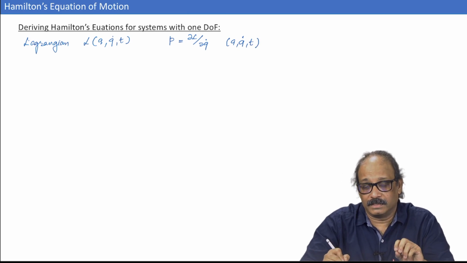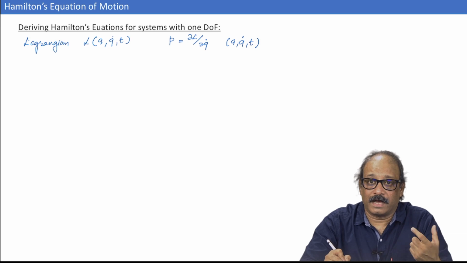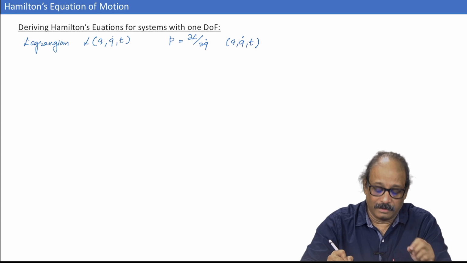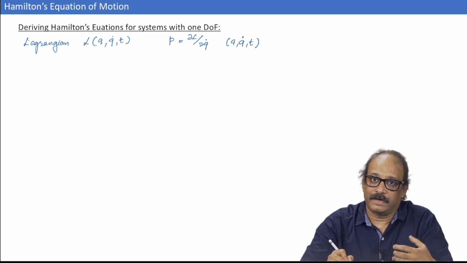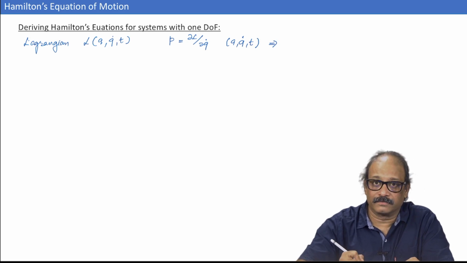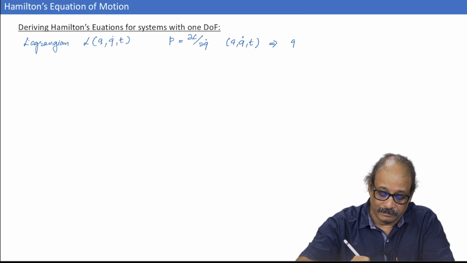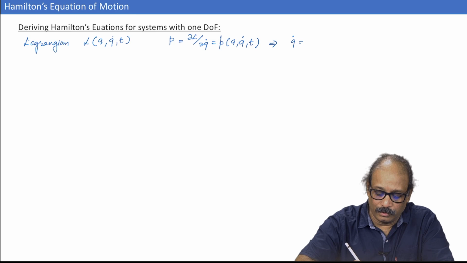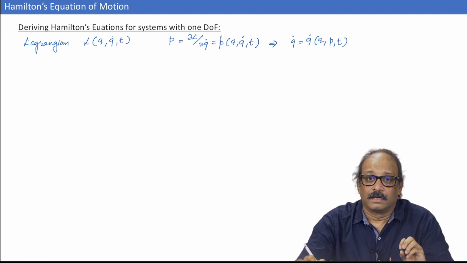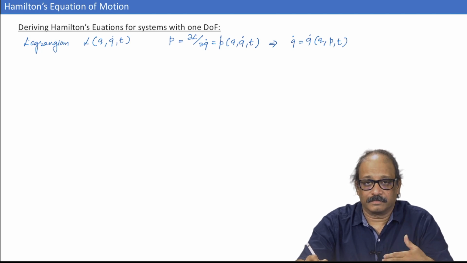Now, when will this be invertible function? Remember, the Lagrangian must be a convex function of q dot, then p will be monotonic and hence it will be invertible. So, if Lagrangian is convex function, then I should be able to write by inverting this function, q dot as a function of variables q, p and t. Okay. Once we do this, then of course, I can take a Legendre transform now.